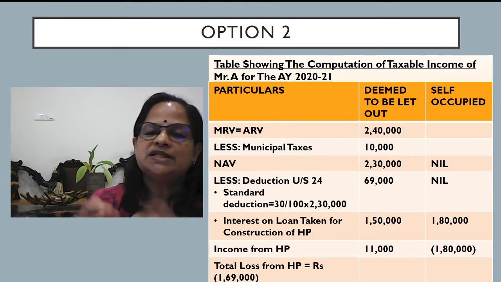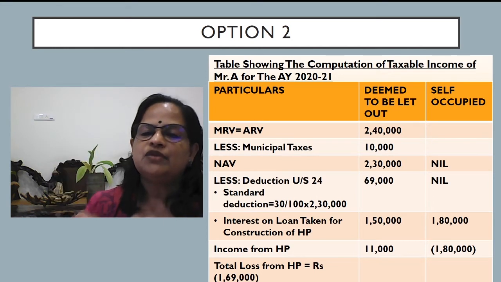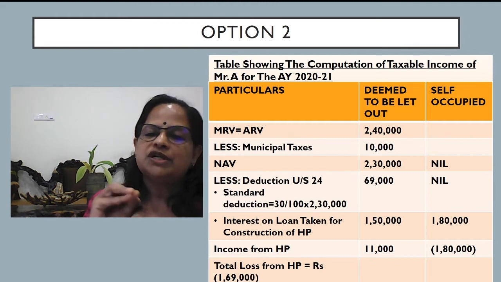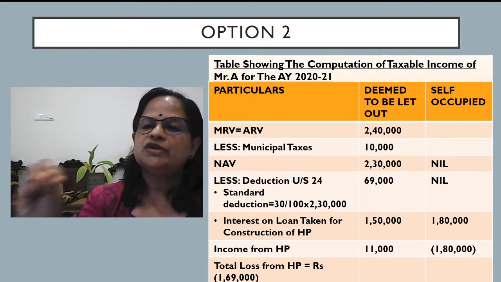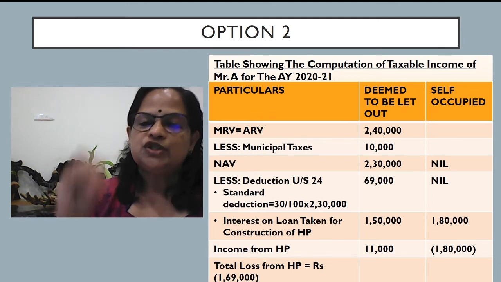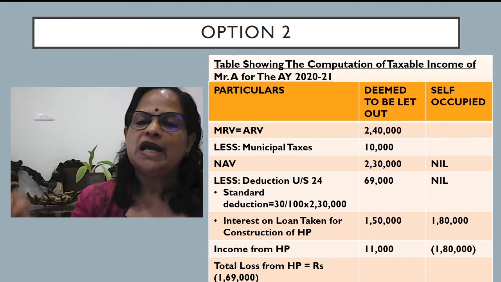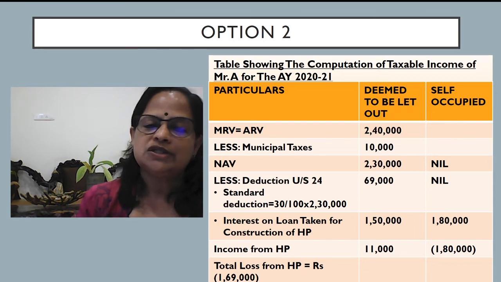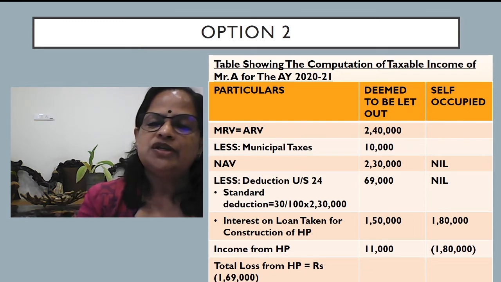Less deduction under section 24. 69,000. Only for the first property let out we can claim. Self-occupied we cannot claim. Now interest on loan taken for construction of house property 1,50,000, 1,80,000. Now income from house property, first one is 11,000, second one is 1,80,000 loss. So total loss is 1,80,000 minus 11,000, 1,69,000.